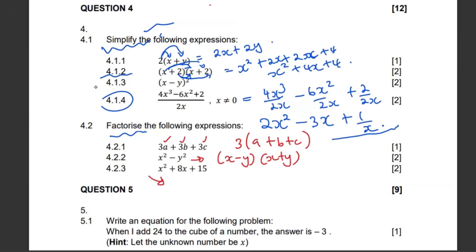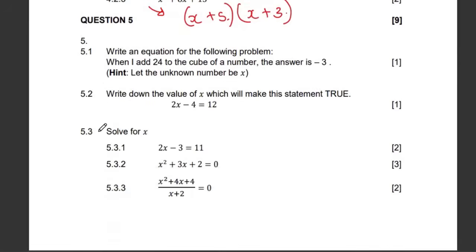And then with 4.2.3, it's the product and the sum. Okay, so it's going to be x plus 5, x plus 3. Because if you multiply 3 and 5, you get 15. When you add 3 and 5, we end up with 8. All right, so that is question number 4.